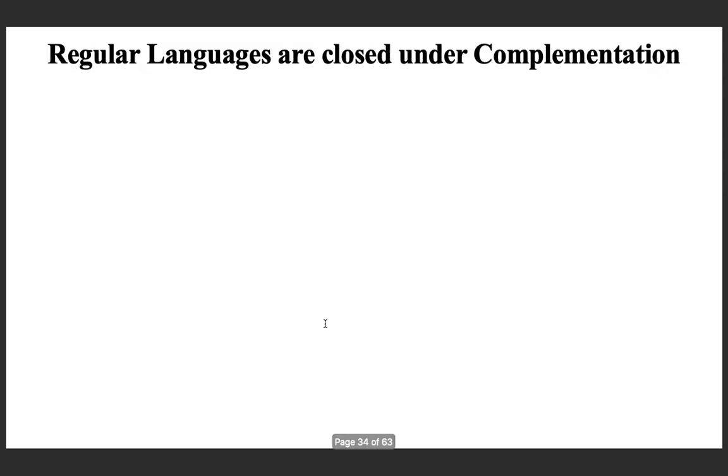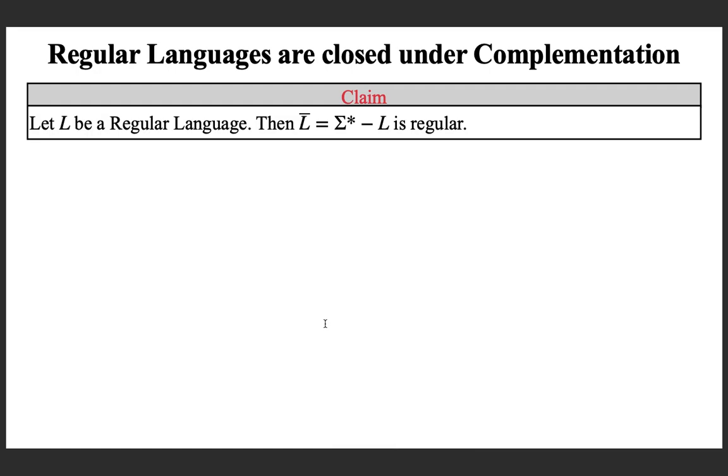Moving on to the next closure property, we are going to state and prove that regular languages are closed under complementation. We can have this claim: if L is a regular language, then its complement, L complement, which is the set of all strings in the set minus L, that is the set of all other strings, is also regular. Here we can have a constructive proof, and for that, first see an example.